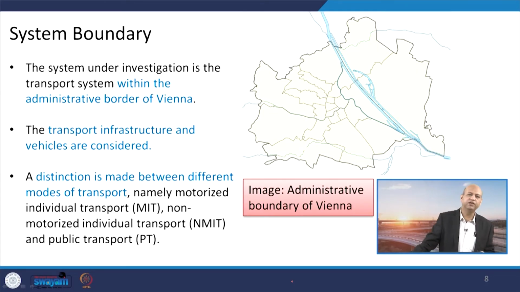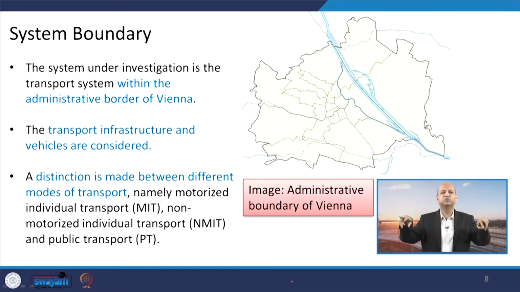The system boundary, as I said, is that we will focus only on Vienna city, right. So, the system under this investigation is the transport system within the administrative border of Vienna. Otherwise, suburban areas may also be there, or some other counties or municipalities, but only the administrative part of Vienna, which is the geographical area managed only by the Vienna administration, will be considered for this study. So, periphery related areas will be excluded, you can assume like that.